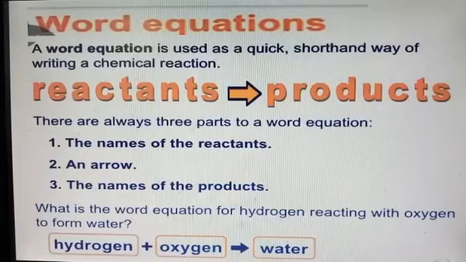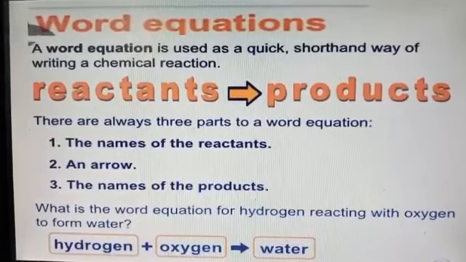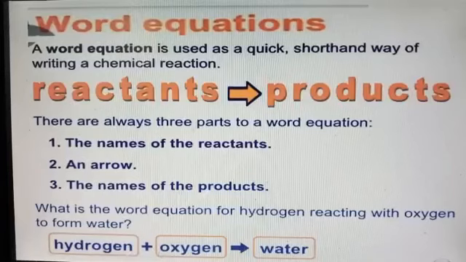So what is the word equation for hydrogen reacting with oxygen to form water? Hydrogen, which is the reactant, plus oxygen. When there is more than one reactant, we put a plus. When there is more than one product, we write a plus. So hydrogen plus oxygen, these are reactants, then the arrow, and the product formed is water. This is the way we write a word equation.